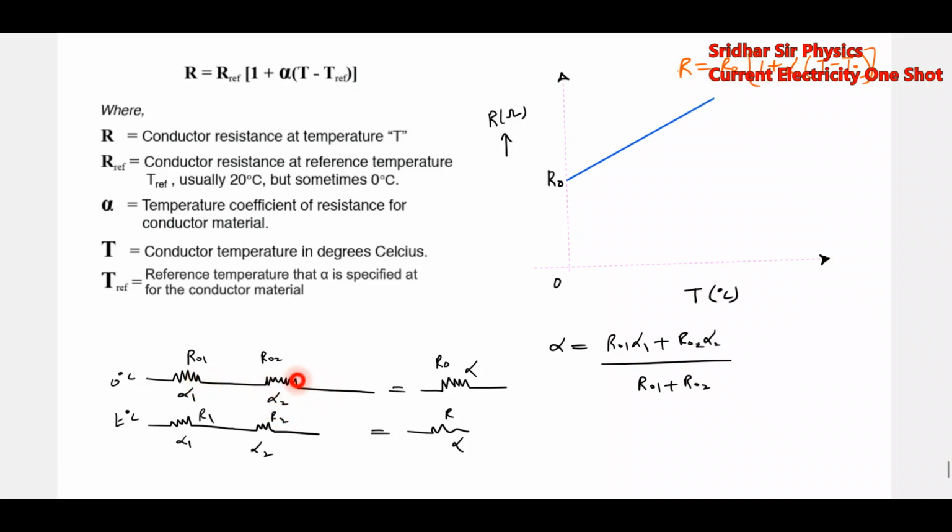When two such resistors are connected in series, what will the effective alpha be? This one has temperature coefficient of resistance alpha 1, and this one alpha 2. The effective alpha is given by this particular formula. What is the effective R? R will be the same: R naught equals R naught 1 plus R naught 2. Similarly, R equals R1 plus R2.